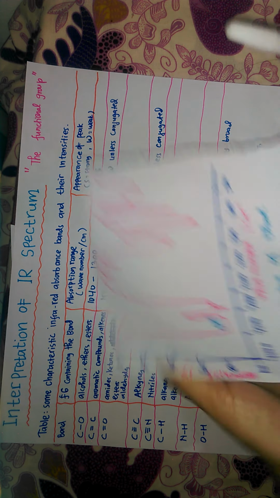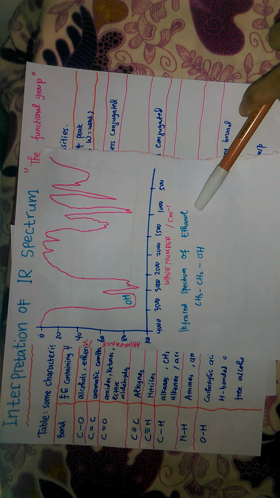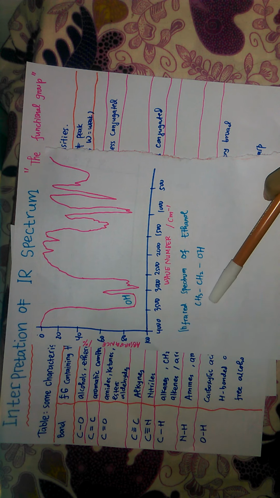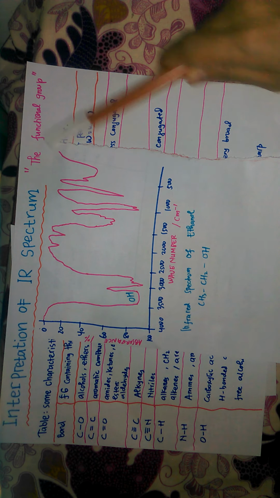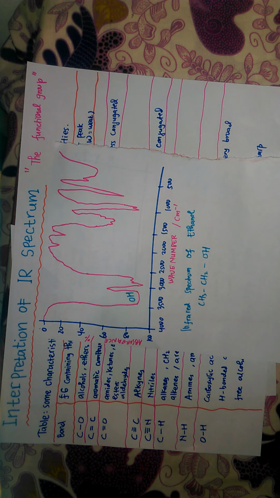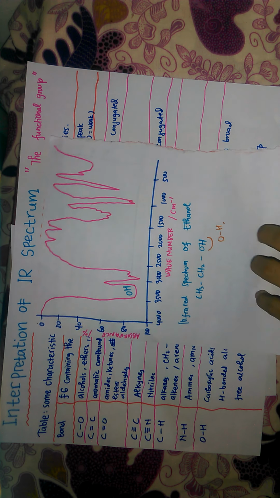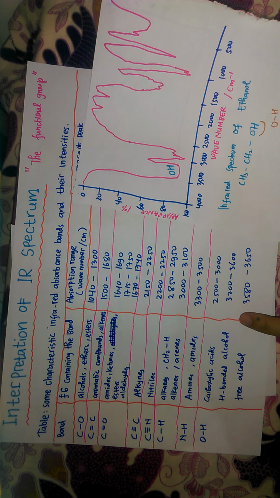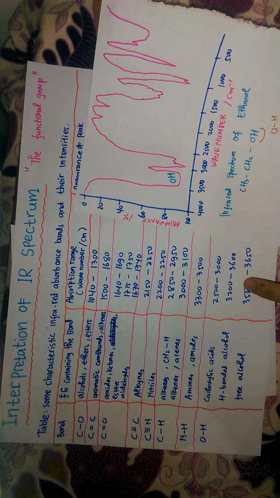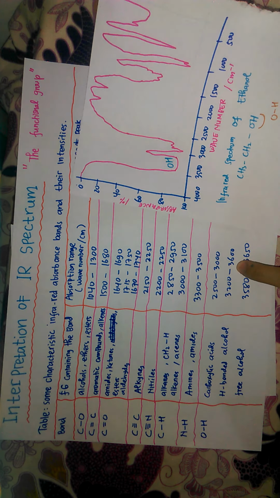Example 1, as you see here, there is the infrared spectrum of ethanol. As you know, the structure of ethanol is CH3CH2OH. So we are going to analyze the presence of the functional group inside this ethanol. The functional group of ethanol is the hydroxyl group, or OH. So we go back to the table. OH, alcohol, is in the range of 3,200 until 3,600 wave number.